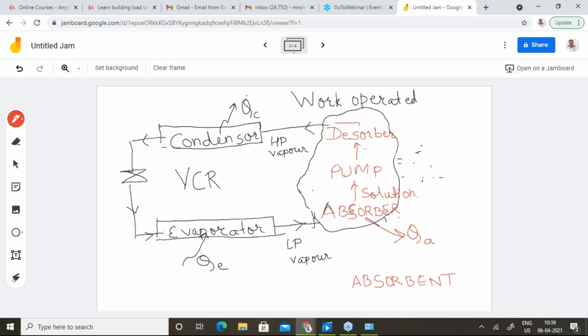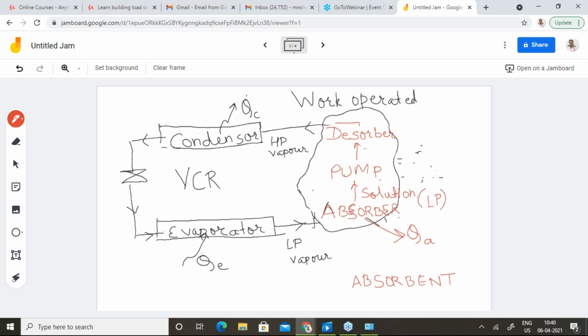Low pressure vapors are absorbed into the absorbent in the place which is called the absorber. So the absorber is a heat exchanger containing absorbent, and the low pressure vapor enters into this absorber and is absorbed by the absorbent, and we get a low pressure solution. Obviously we are not changing the pressure, so the pressure would be the low pressure of the solution.